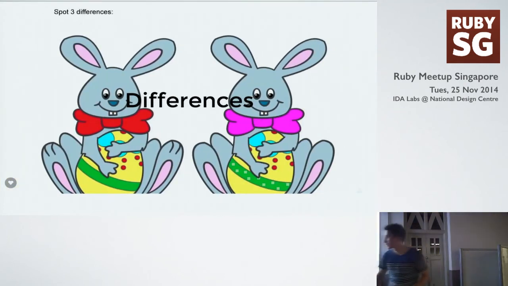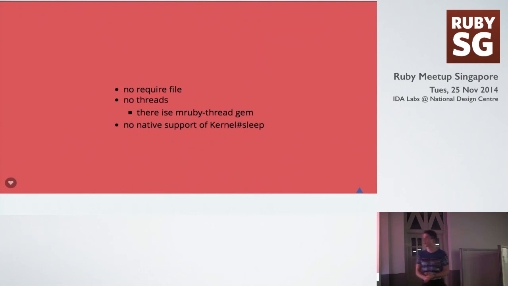So what are the differences between Ruby and mRuby? Firstly, we cannot require any file in mRuby. If we want to include any external gem or library, it has to be set in the config, not in our application. We don't get any threads, so if you want a multi-processing or multi-threaded application, mRuby won't work for this. There's an mruby-thread gem, but it uses green threads, so it's not system threads but basically application-level support, and we don't get native support for Kernel sleep.